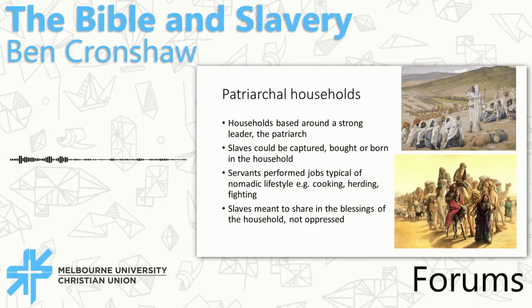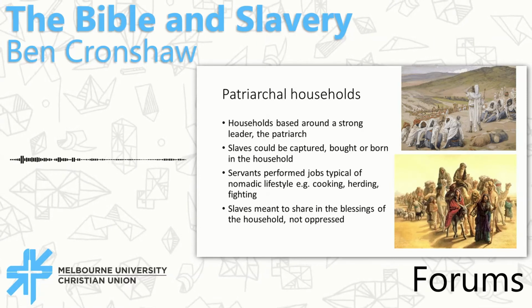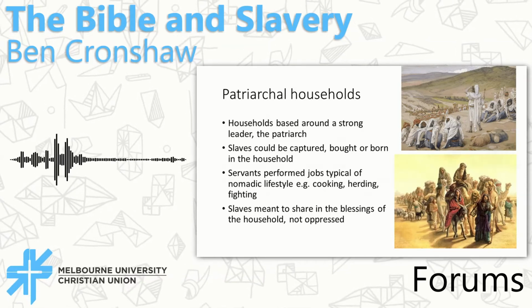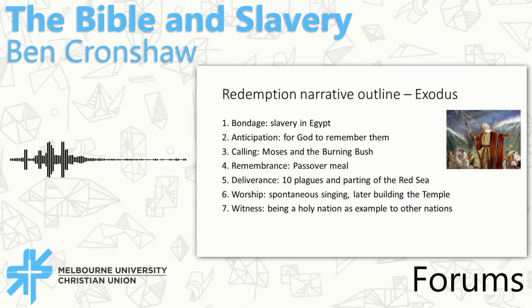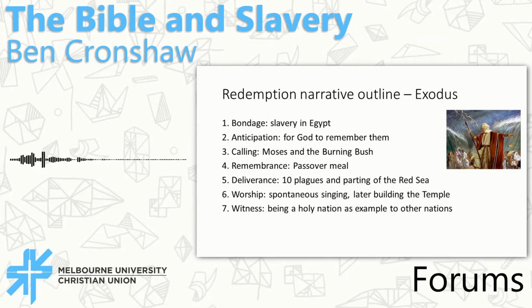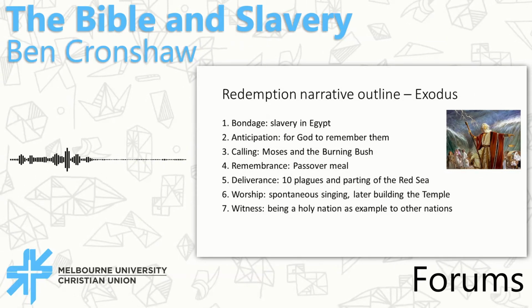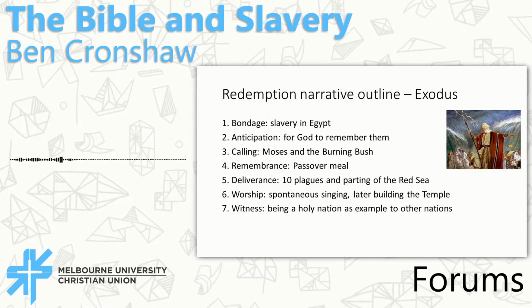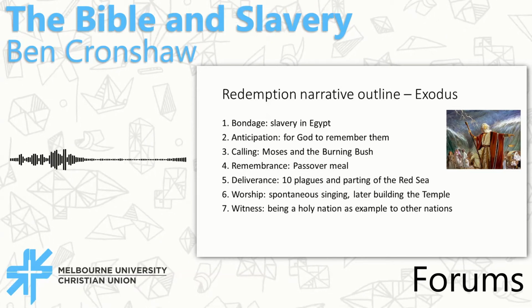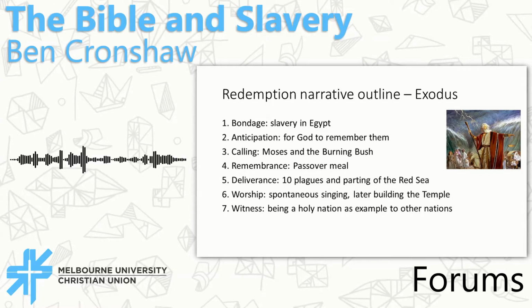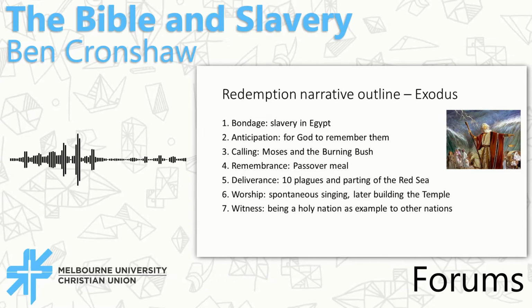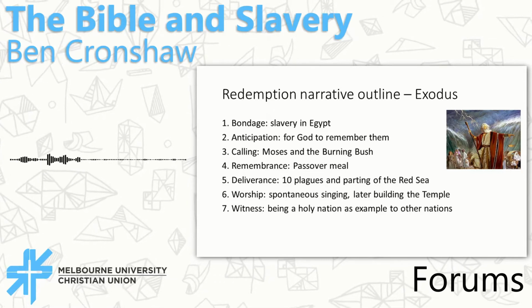By the time we get to the book of Exodus, we see the story of the redemption follows this outline, which I think is useful to compare the Exodus and the cross redemptions, because they're both quite similar. So by the time we get to Exodus, we encounter a very different type of slavery to the household-based slavery. We see the Israelites enslaved and oppressed by the Egyptians in a form of national slavery.